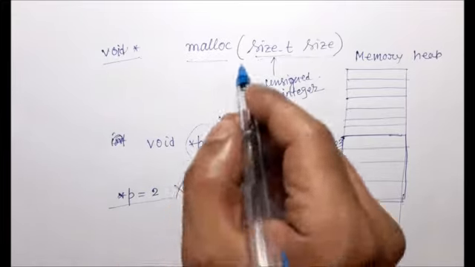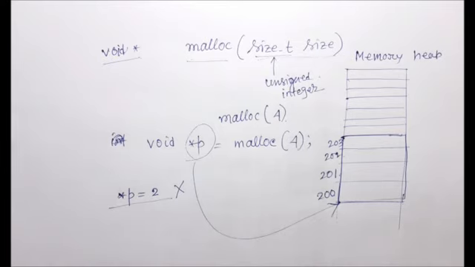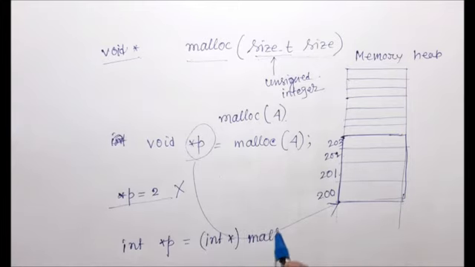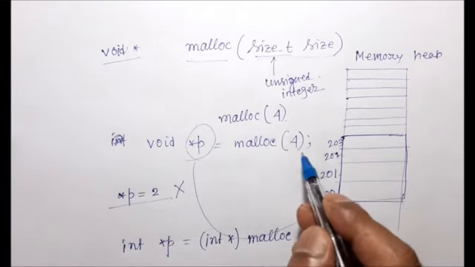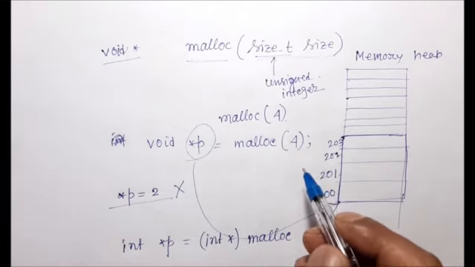So if I write the complete syntax, suppose I want to store an integer, so I have to write int star p, a pointer, so an integer pointer. Then whatever the return type is, I have to typecast it into integer. Then I have to write malloc. That line is okay, but it is not good practice to write it in this way.